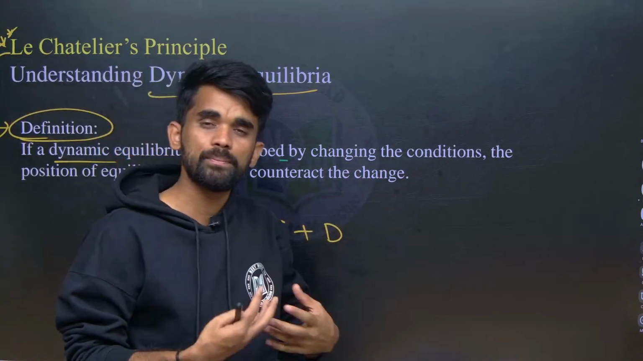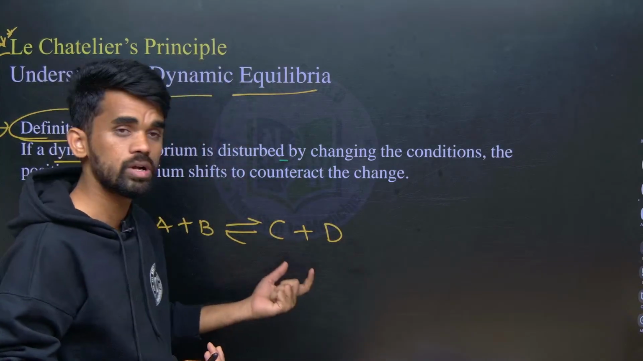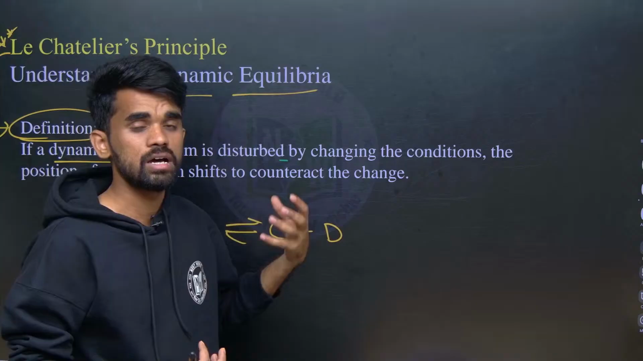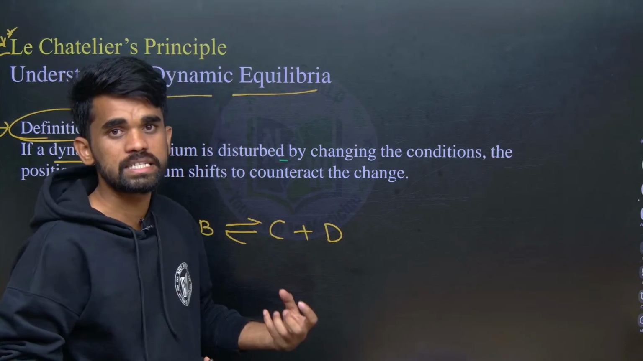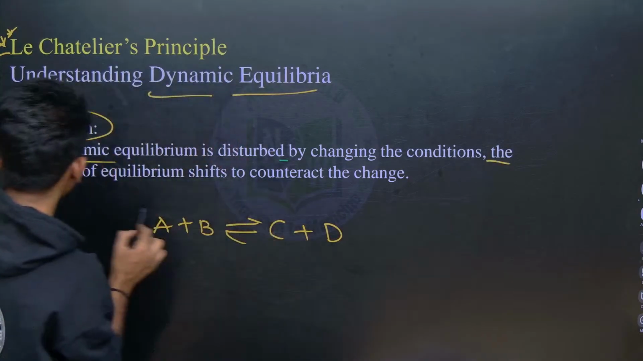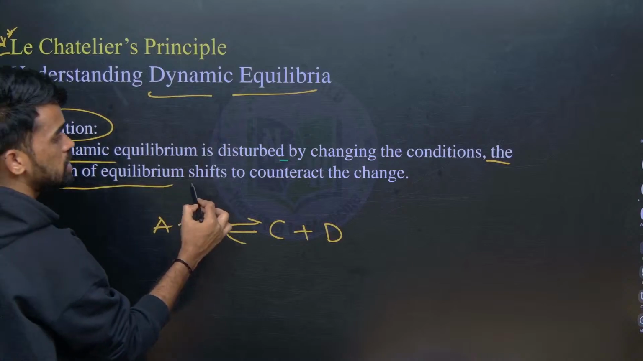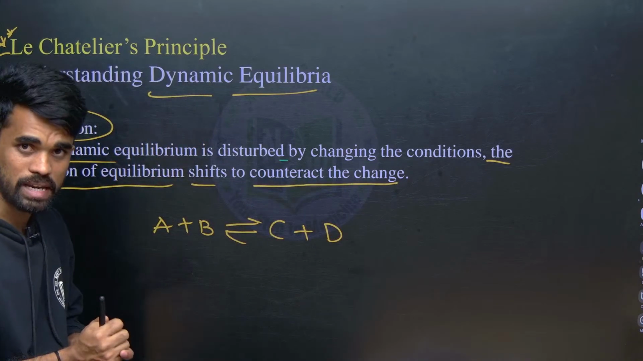By changing the temperature, pressure, volume or concentration of the reactants or products, or if there is any disturbance on the system, the equilibrium gets disturbed, right? The position of the equilibrium shifts to counteract the change. It means, for example, look here.